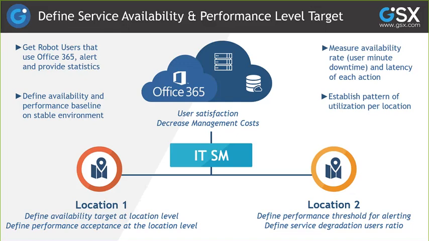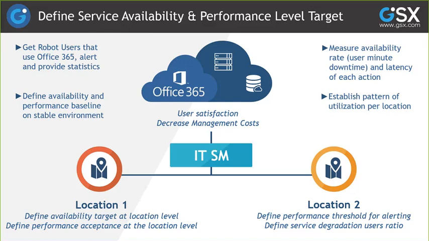Then you can define the service level target latency threshold. So again, action per action. So for example, 500 milliseconds to download a document of 1 megabyte. And then you need to define the service performance target that you want to reach. So for example, I want 95% of the time to deliver the service below the threshold of 500 milliseconds to perform this action.